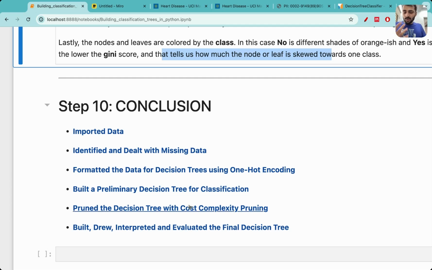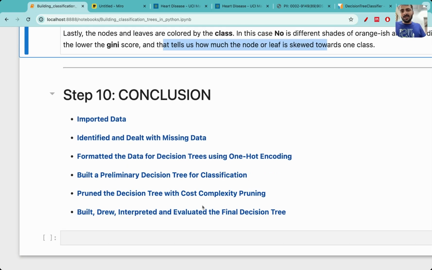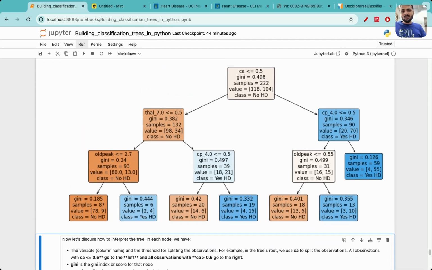For that, we used cost complexity pruning. Using cross validation, we found the best alpha, which we called ideal CCP alpha, or cost complexity pruning alpha. And then using that alpha, we built the decision tree again. Then we tested the decision tree, and that was much smaller. And that, in fact, had much better accuracy than our larger decision tree. And it was very easy to interpret what's going on here.